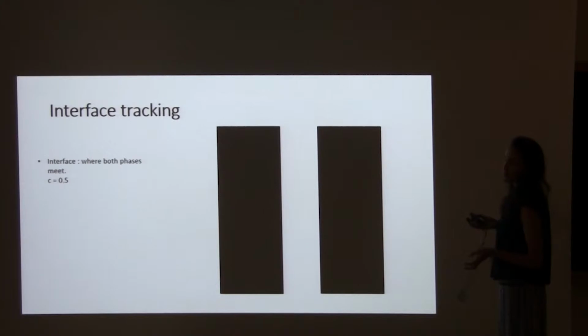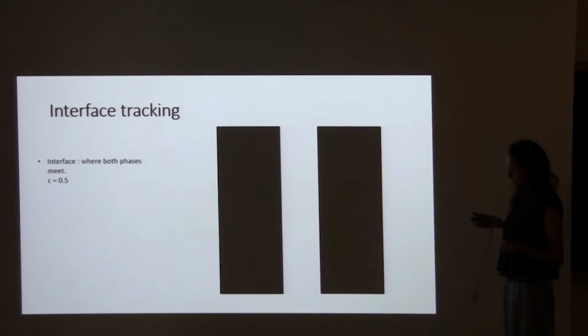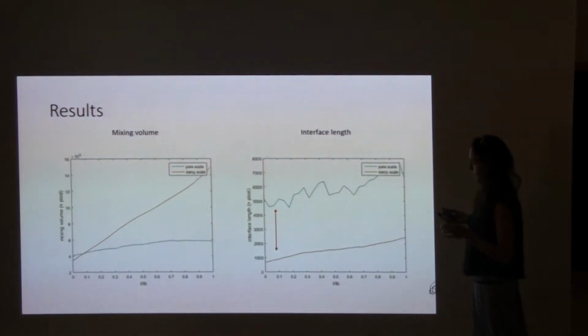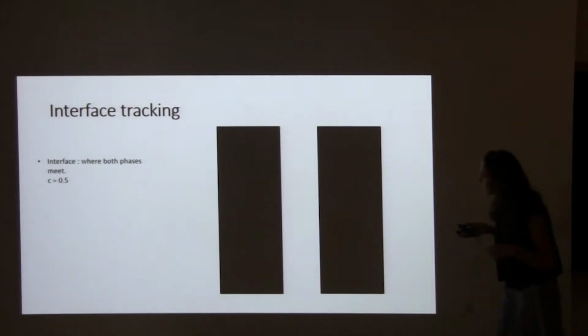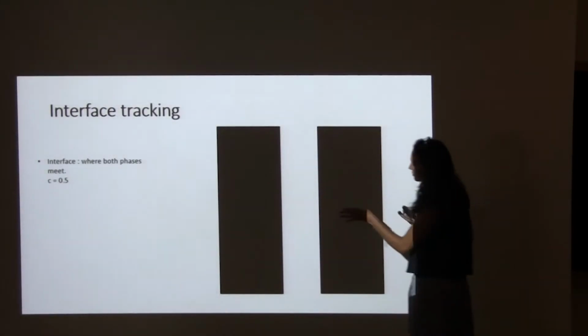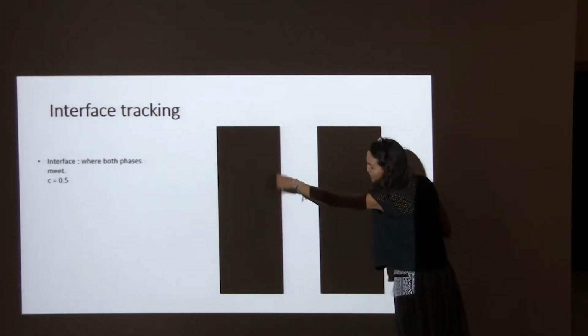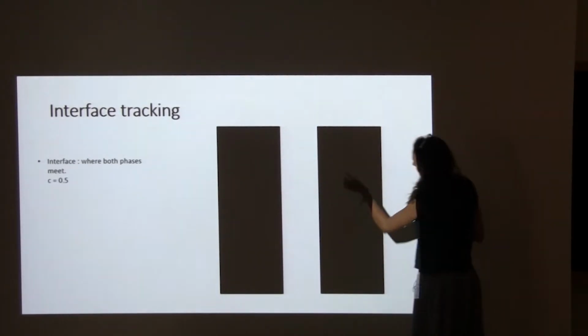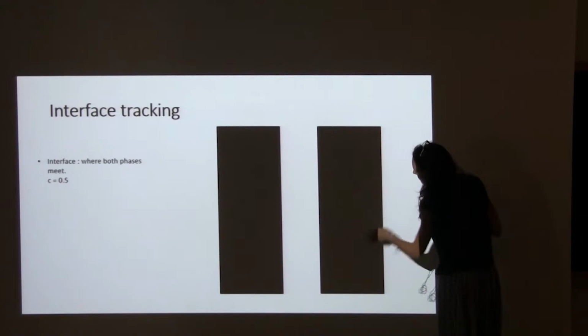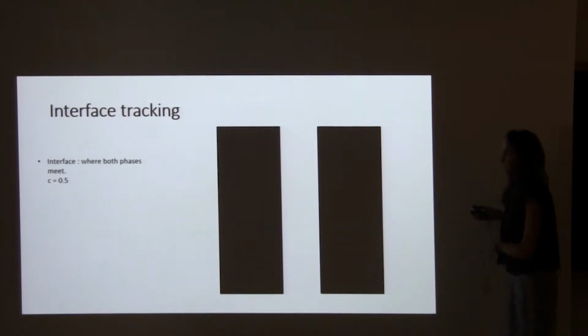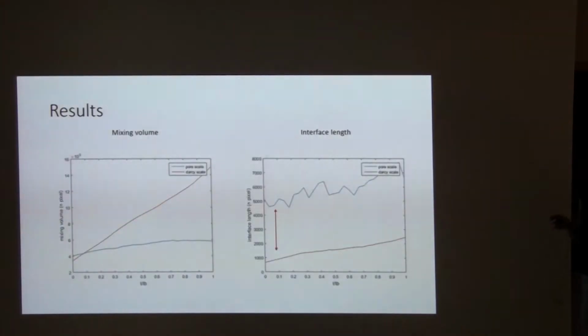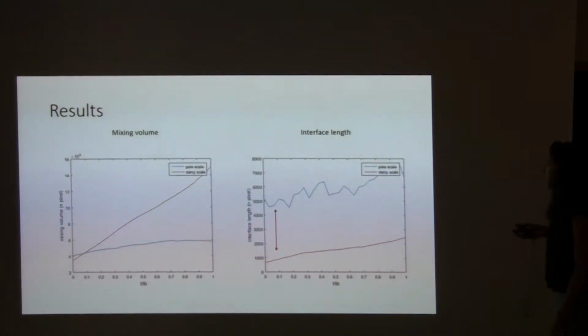So we also tracked the interface length. The interface is where the concentration equals 0.5. Normally you should see a lot of fingers of this interface, as here it's more like a direct line. And that's the results.